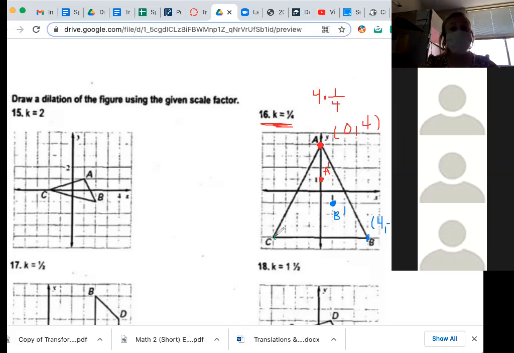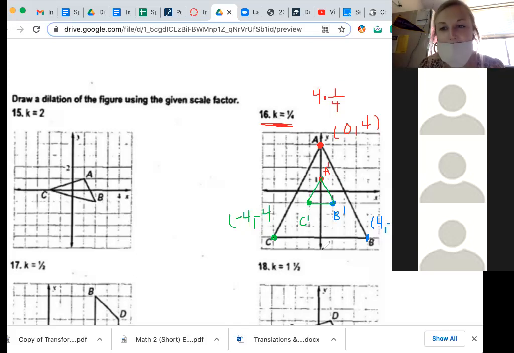And then C, do y'all agree, is at -4, -4? Okay, so multiply everything by a fourth. Where would C prime be? -1, -1. And this would be your dilated triangle. So it looks just like the big one. They're the same shape, but they're different sizes, which makes them similar, they are proportional, similar. There you go, good job.